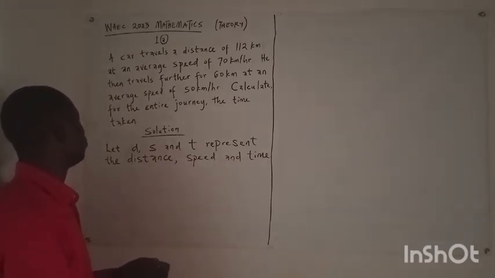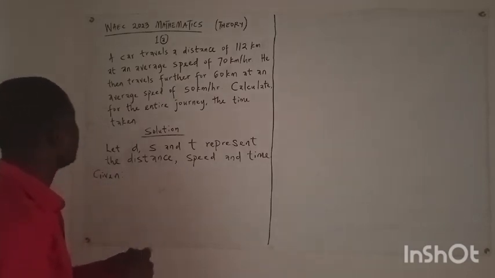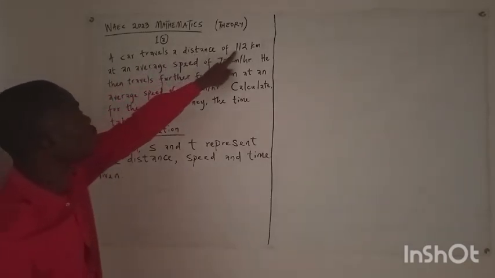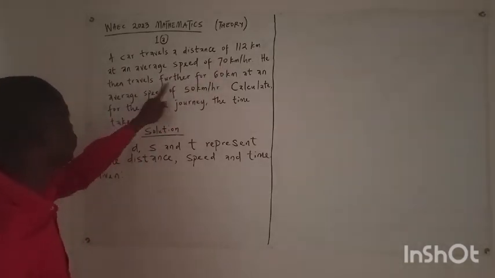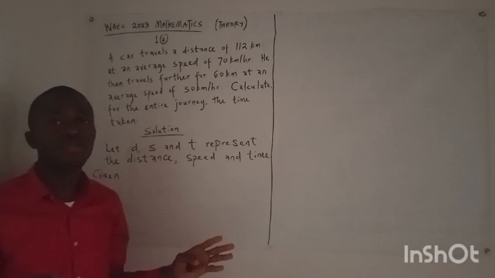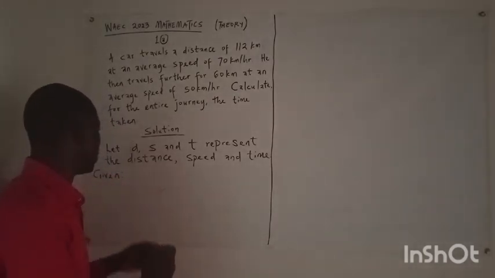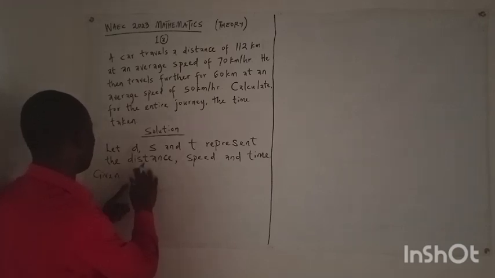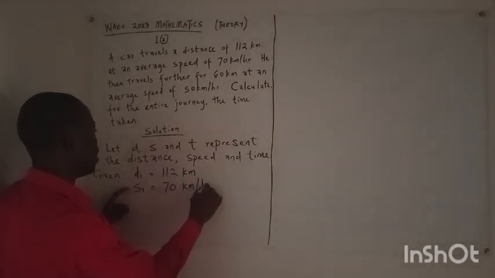And from our question, we're given the following. We have that a car travels a distance of 112 kilometers at an average speed of this. He then traveled further. So there are two journeys. We have the first journey he made and the second journey. So we're given that D1, the distance for the first journey, is 112 kilometers, and the speed for the first journey is 70 kilometers per hour.